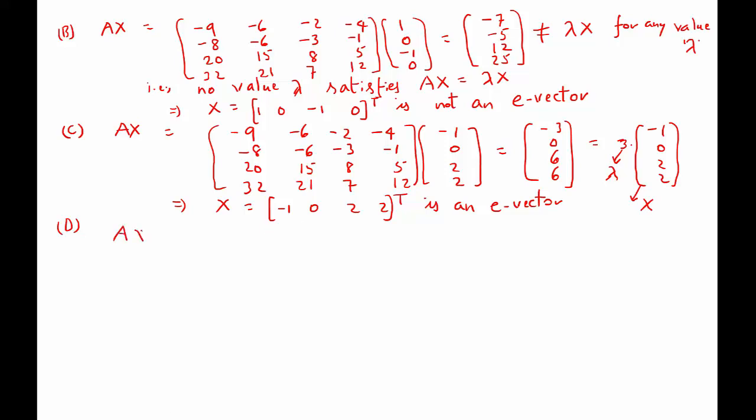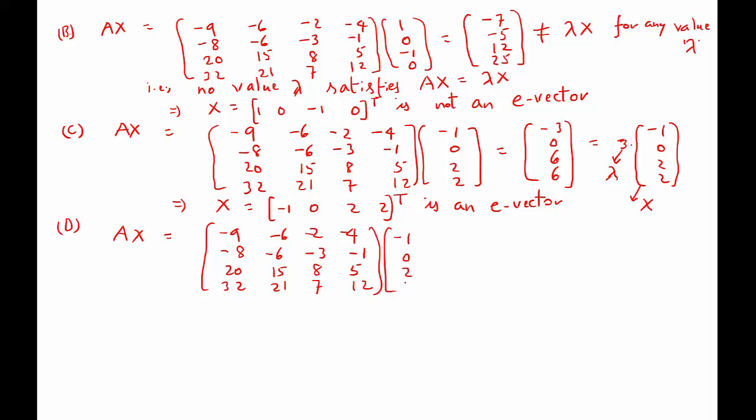Okay. Now option D. A into x is equal to, again A, minus 9, minus 6, minus 2, minus 4. This is minus 8, minus 6, minus 3, minus 1, 20, 15, 8, 5, 32, 21, 7, 12. X, minus 1, 0, 2, 2. So multiplying these, we will get a column matrix. Plus 9, first row into column, 0, minus 4, minus 8.